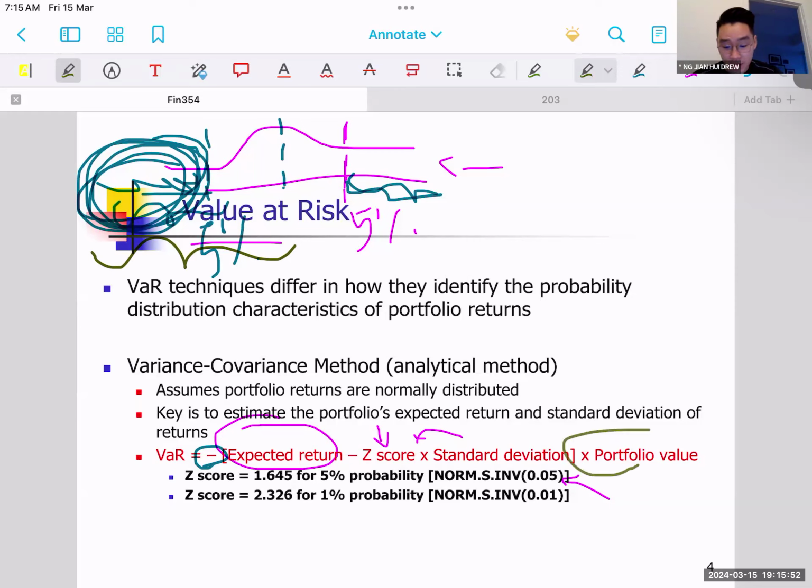And last but not least, you multiply by portfolio value, right? This VAR is per unit. So based on portfolio value, maybe it's 1 million, you multiply by 1 million, and that's how you get the VAR. Maybe I'll just pause here for a short while. Any questions? Because this calculation of VAR is important. We need to know how to calculate VAR. All good? Thank you.